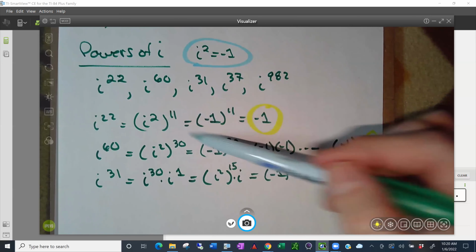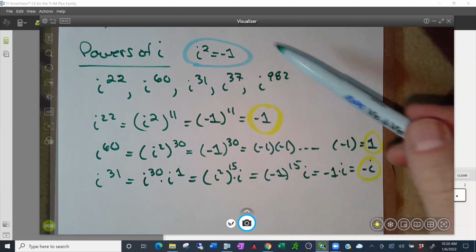And that's it. Again, the only fact that you have to rely on is that i squared is -1. I use that in all three of these examples here, and I'm going to use it in the following two.